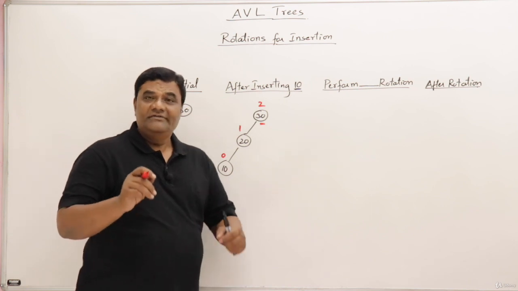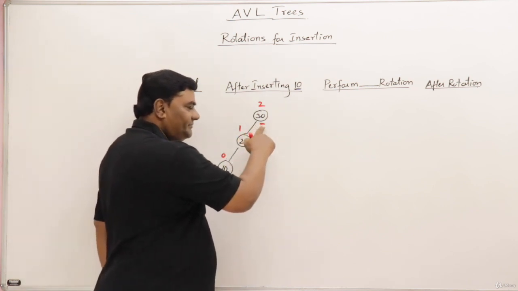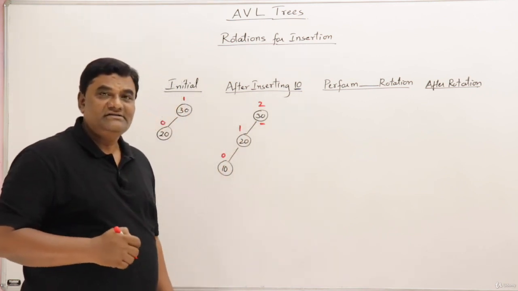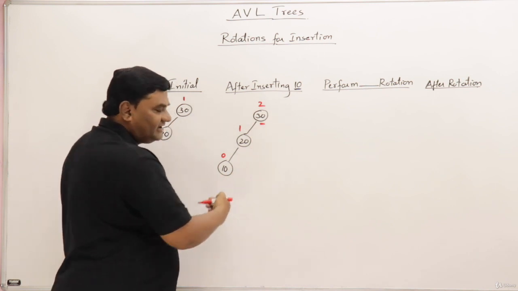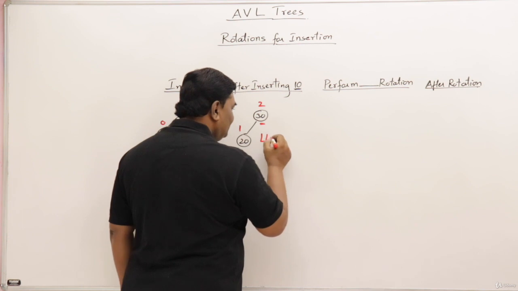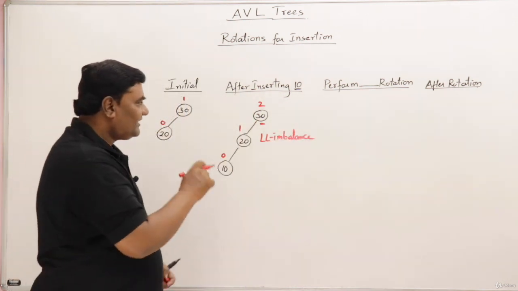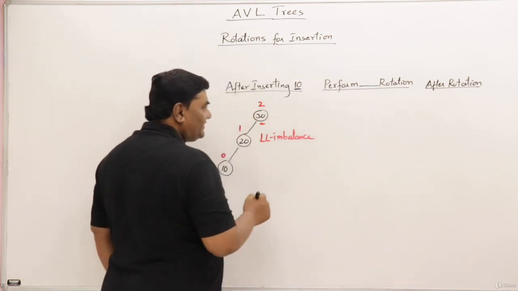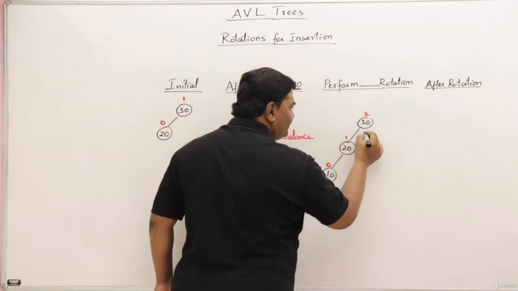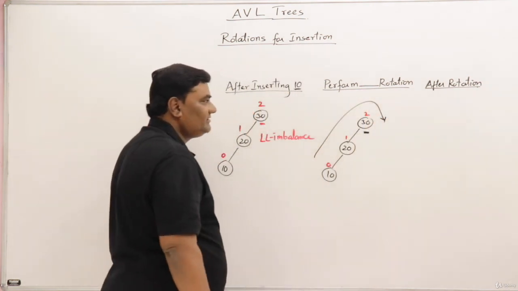Now we will give the name for the imbalance. This node became imbalanced because of the insertion of 10. In which direction was 10 inserted? Left of left. LL. So I will give the name as LL imbalance. Now for LL imbalance, how to perform rotation? Let us take the tree once again here. We'll perform rotation around this node, in this direction.